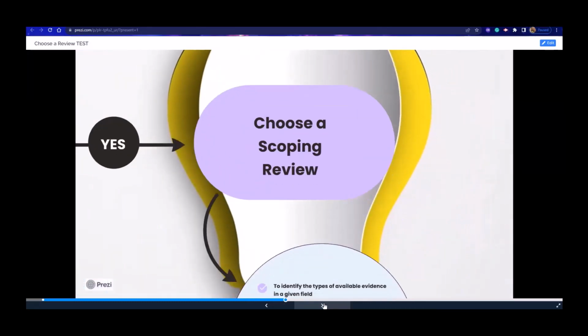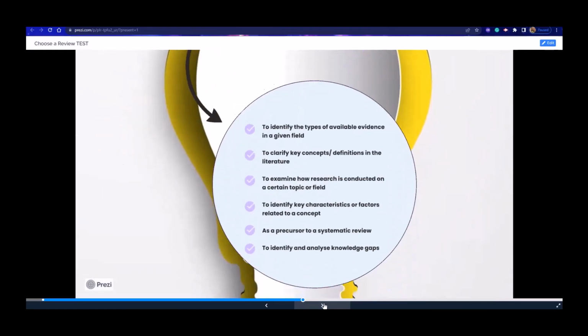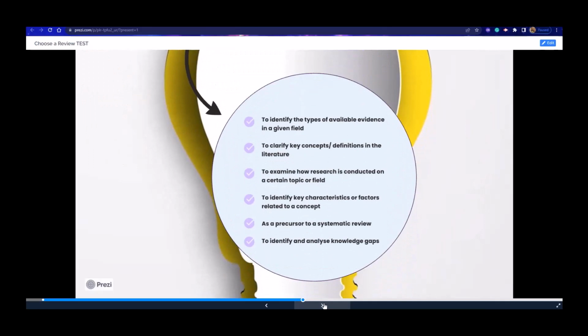And if yes, then definitely consider doing a scoping review. The idea behind a scoping review is to identify the types of available evidence in a given field, clarify concepts and definitions in the literature, and to basically analyze knowledge gaps. One thing I will say about scoping reviews is that they tend to be broader because they're looking at the scope of the literature. As a result, the searches can often be broader, and the results you get back can often be broader. So scoping reviews can take longer than other review types because you do get more results back in some cases. Of course, that's very variable. It's hard to make definitive statements about any of this, but in my experience, that's often been the case.